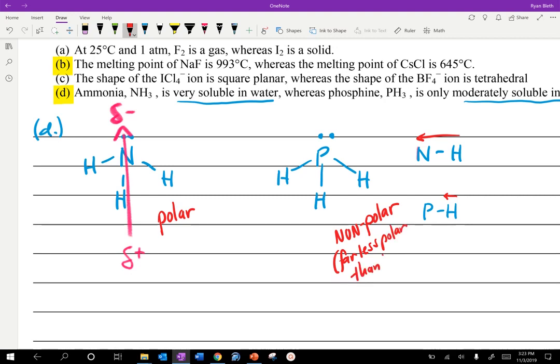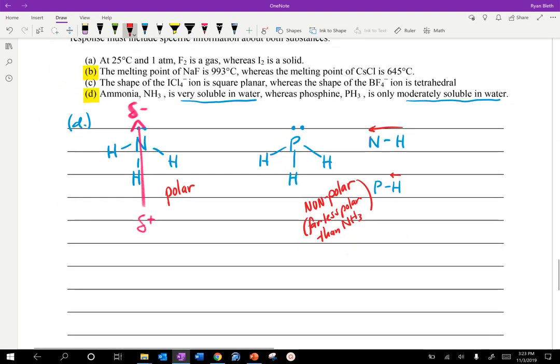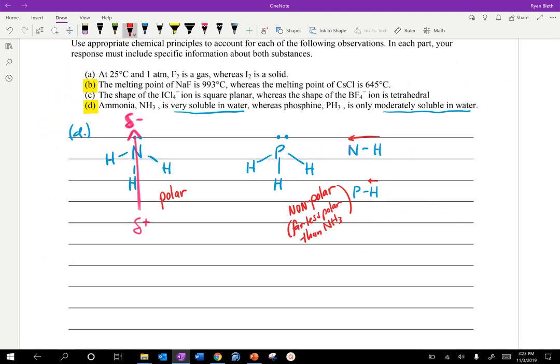And why does that matter? Well, in order for something to dissolve into water, you have to be able to form attractions between the water molecules and the thing you're trying to dissolve. In this case, that's NH3 and PH3. So in our answer here, we want to speak to both. Remember, we want to make sure we include information about both substances in your answer when you're doing comparisons as we are here. All right.